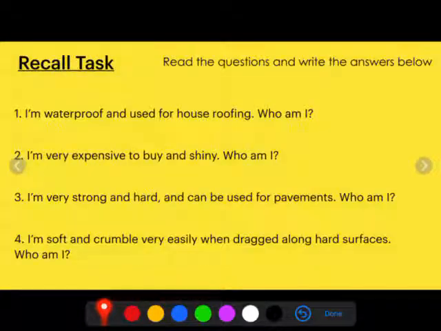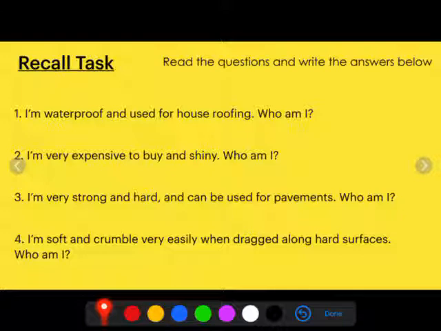Now let's have a look at your recall task for today. You will need to read these questions very carefully and then write your answer below. Again, you can complete a text box and add it to this page, or if you would like to, you can write it on a piece of paper and upload it to show your teacher. Number 1. I'm waterproof and used for house roofing.